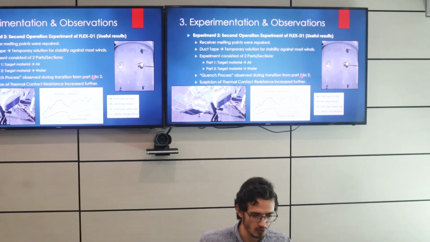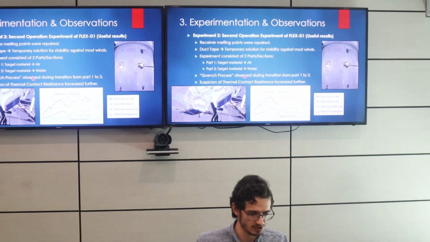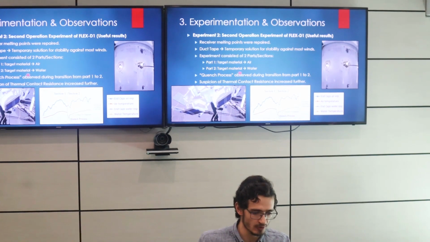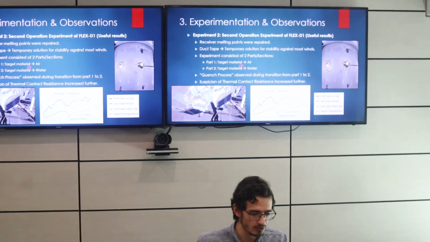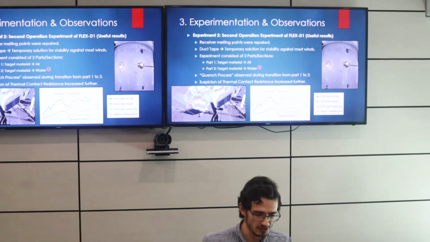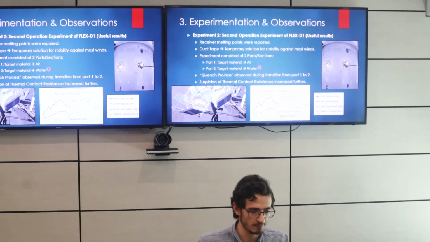During the transition from Part 1 to 2, a phenomenon that was termed the quench process was observed, and as the name suggests, this occurs when the cold water was poured into the already hot receiver core, subsequently quenching it before a steady state temperature would be reached between the two. This led to the suspicion of thermal contact resistance inside it being increased even further.